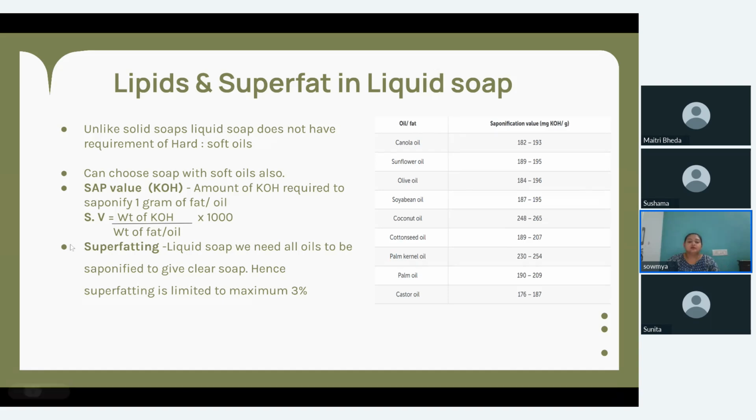So we will always superfat at a maximum of 3%. Start from 1 to 2%.